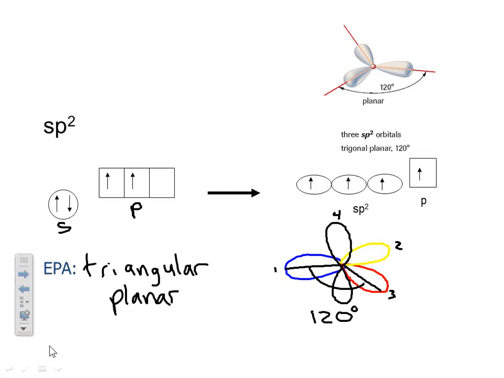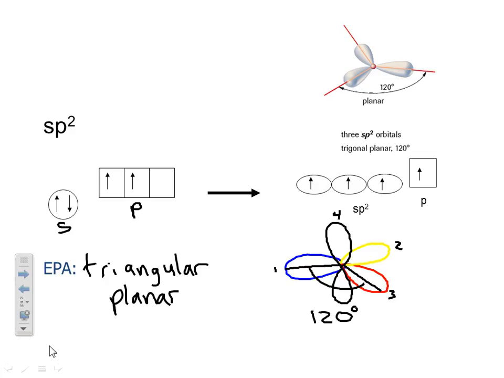All right? So sp2 has 3 identical orbitals which push out into the opposite corners of a triangle, an equilateral triangle. That makes the angle of the adjacent bonds 120 degrees. We call that shape triangular planar because it's triangular and it's flat. And the unhybridized p orbital sits up and down from that plane.